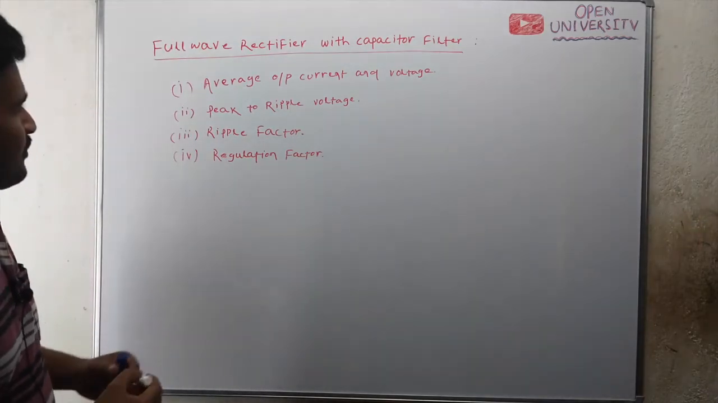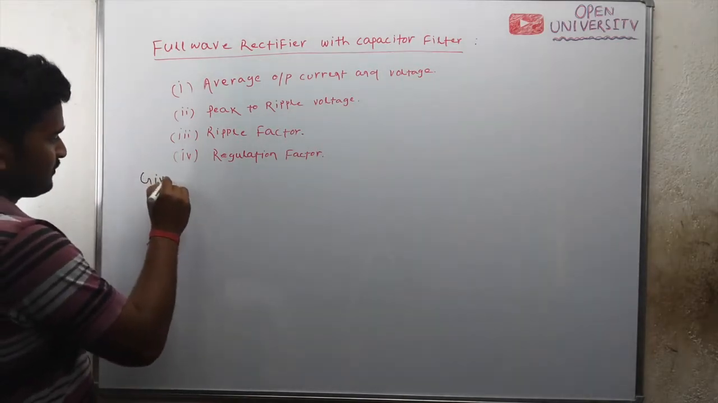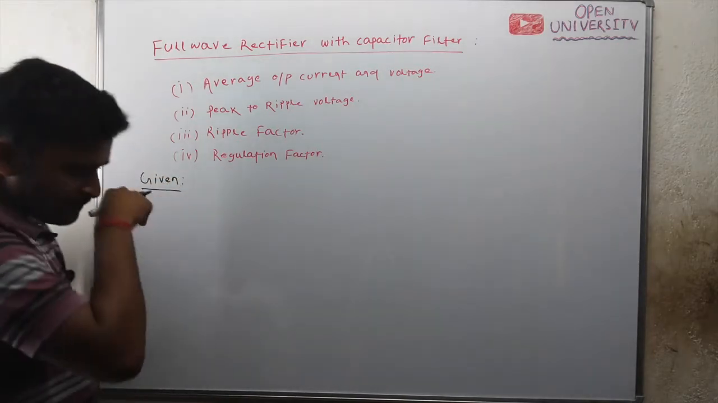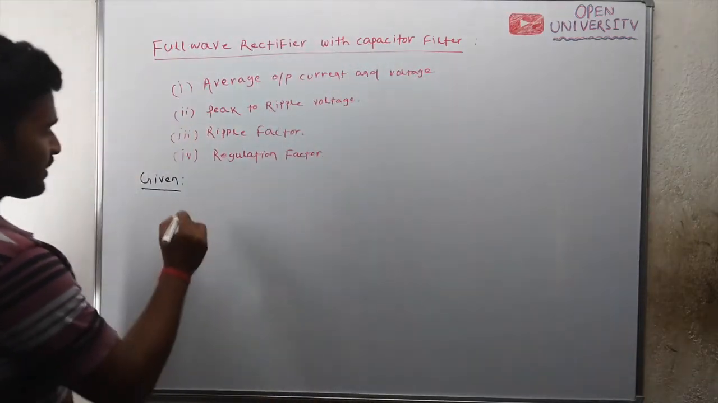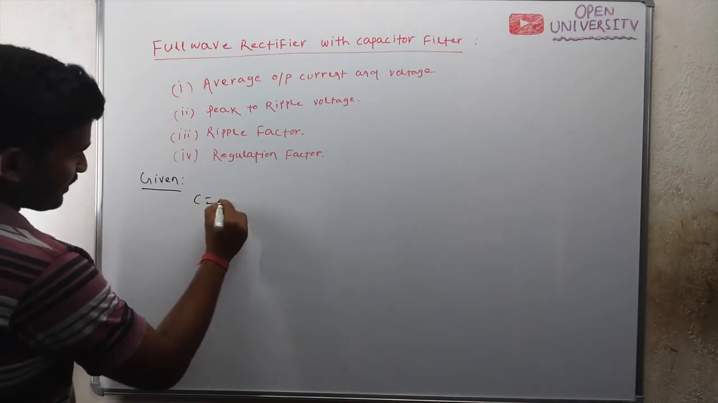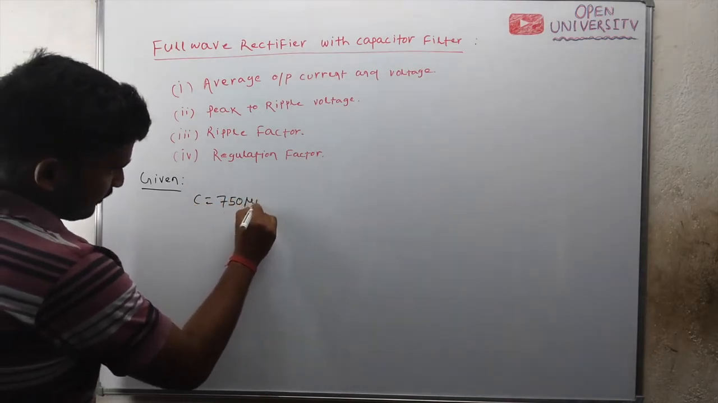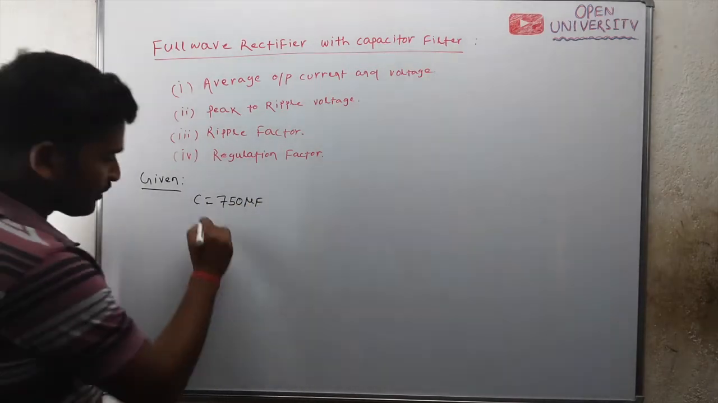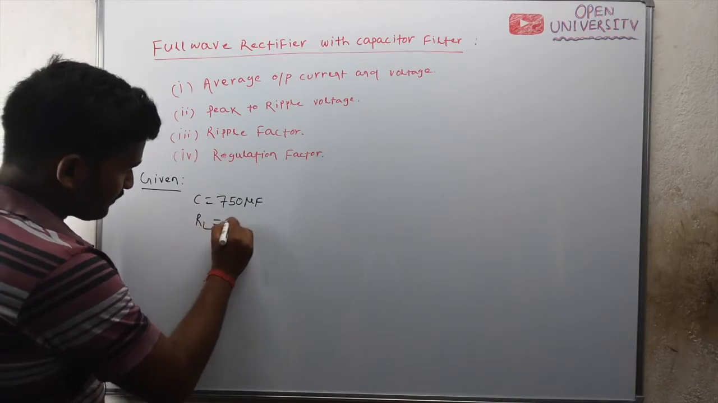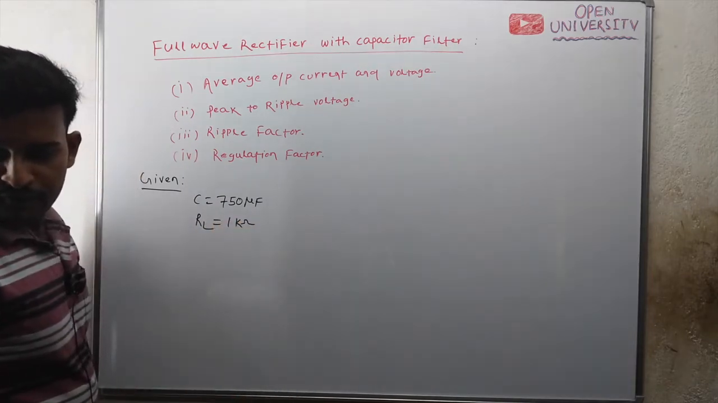So, what are the data given? A full wave rectifier uses a capacitor of 750 microfarad. Capacitance value is 750 microfarad in parallel to a load of 1 kilo ohm. RL value is given as 1 kilo ohm.